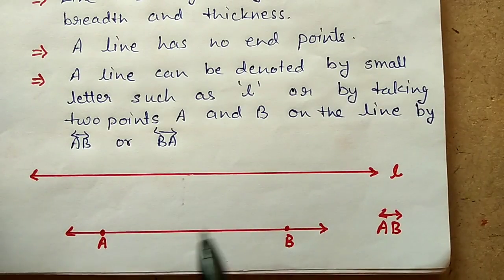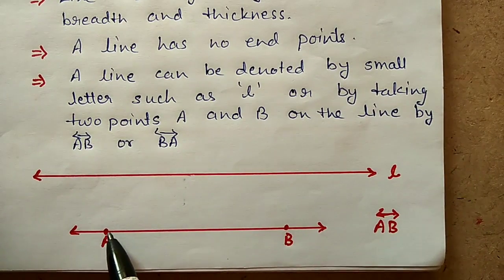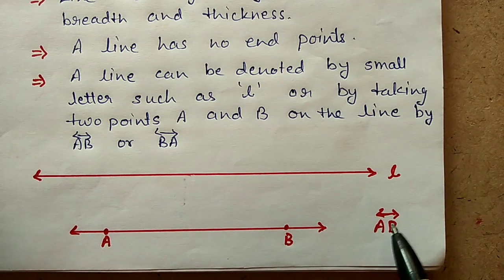And we can denote it like this also. We can mention 2 points on this line, A and B, and then we can write AB. We put an arrow on both sides above it. It means this is a line.